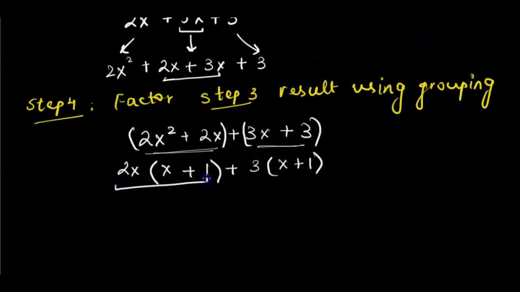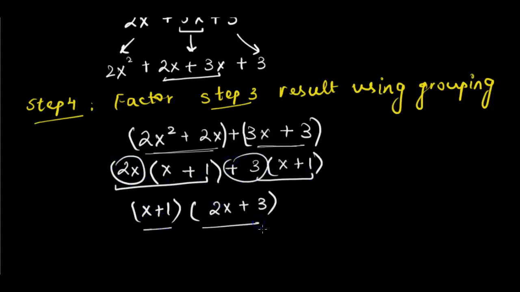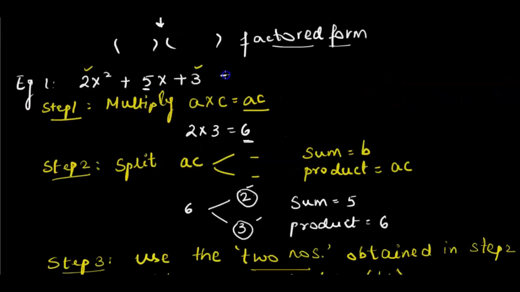Now we know these are the two new terms, out of which x plus 1 is common. So we are left with 2x plus 3 for the second factor, and this is how we change the standard form to factored form. The result we have obtained is x plus 1 times 2x plus 3. So this can be written in factored form as x plus 1 times 2x plus 3.